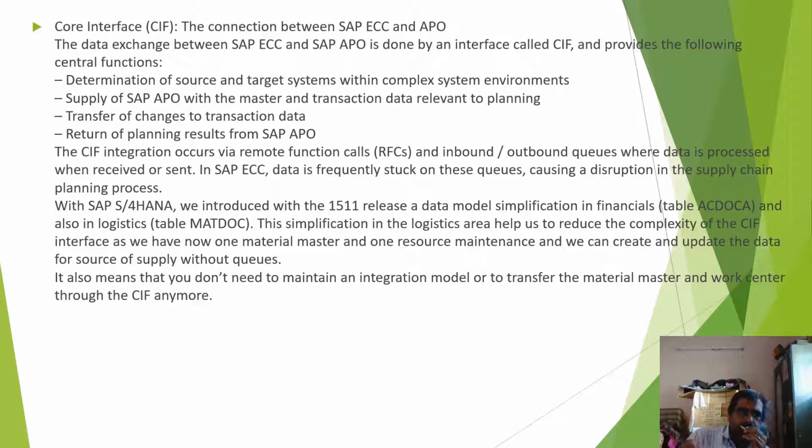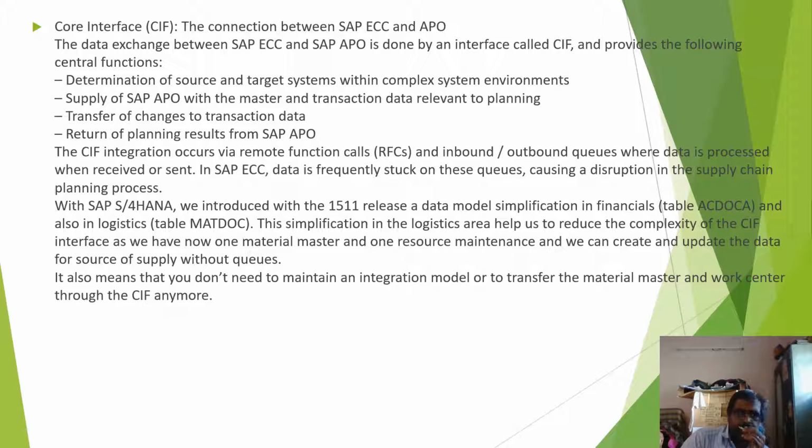Determination of source and target systems within the complex system environment. Supply of SAP APO with the master and transactional data relevant to planning. Transfer of changes to transaction data. Return of planning results from APO. The SIF integration occurs via a remote function call, RFC, feeds and inbound or outbound queues where data is processed when received or sent. SAP ECC data is frequently stuck on these queues, causing disruptions in the supply chain planning process.